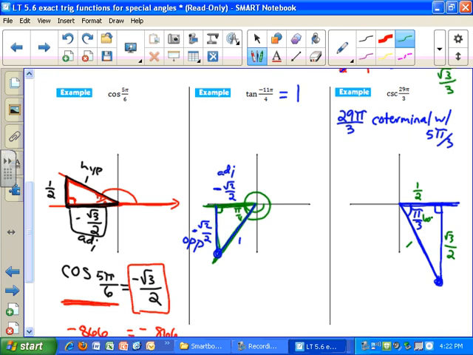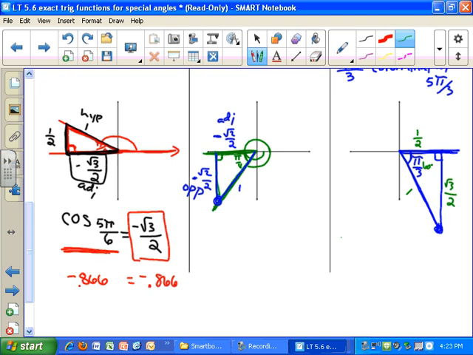So we've got to remind ourselves, what is the cosecant? Cosecant is the hypotenuse over the opposite. So that would be 1 over the square root of 3 over 2. Or it's the reciprocal of square root of 3 over 2. So we could write it as 2 over the square root of 3.